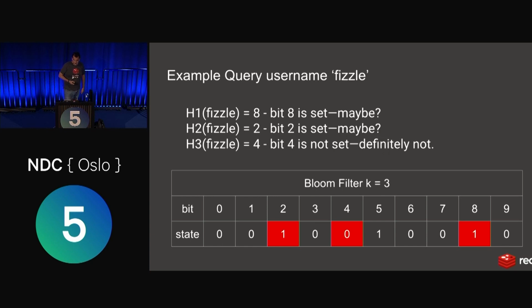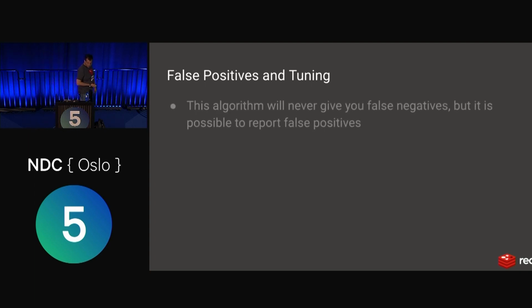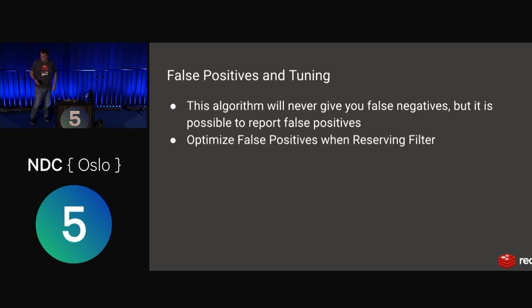Now the trick with these is that hash collisions are what actually produce the uncertainty behind the false positives that can be reported by a Bloom filter. And you can optimize these by optimizing k and the number of bits that you're using. So for false positives and tuning, like I said, this algorithm never gives you false negatives, but it can report false positives. And you can optimize the false positives when reserving the filter, specifically in Redis.